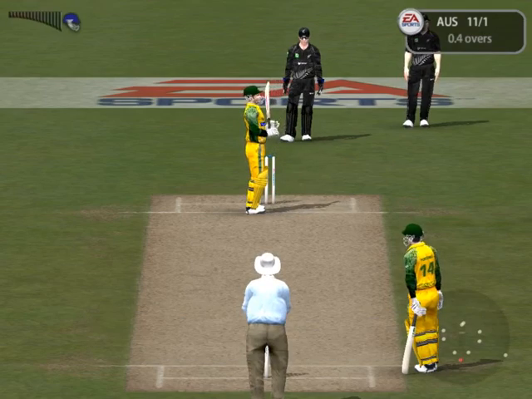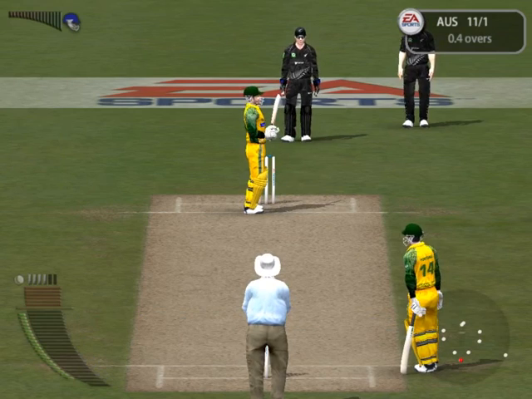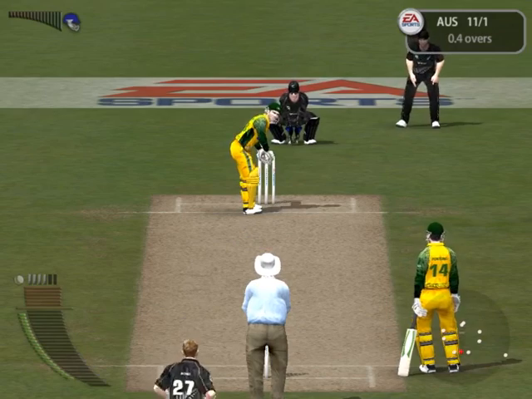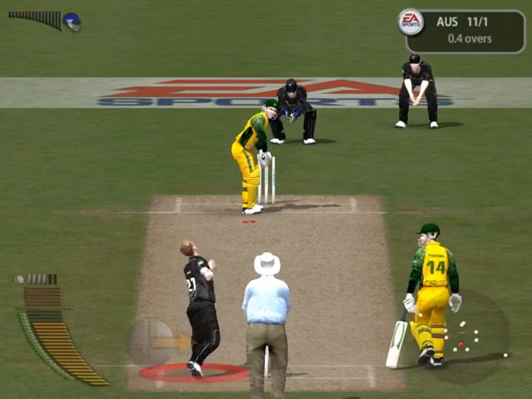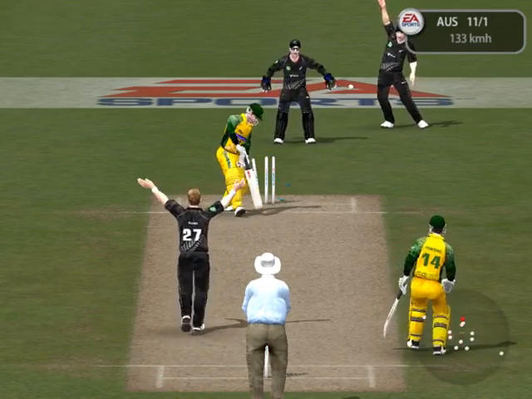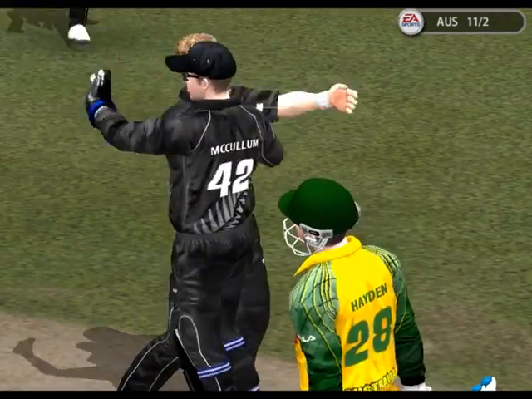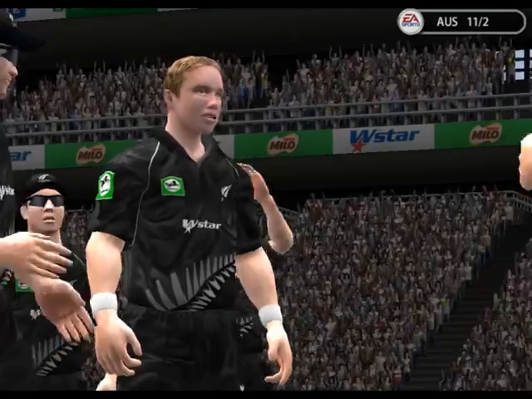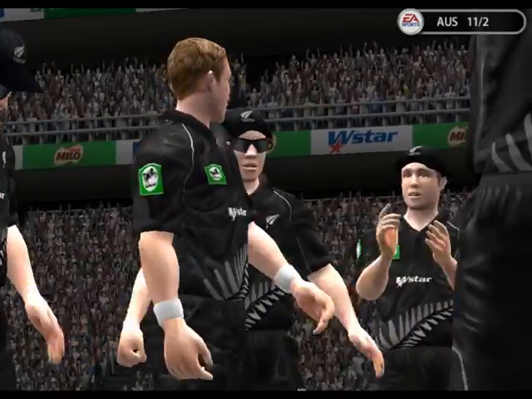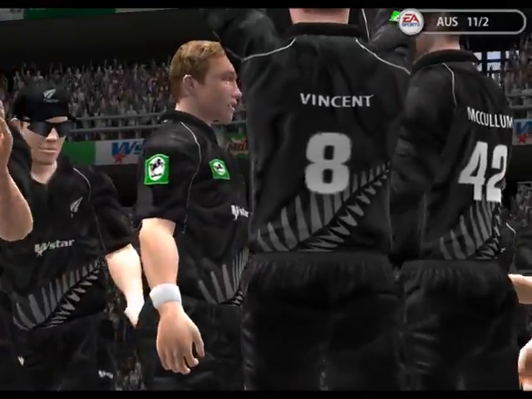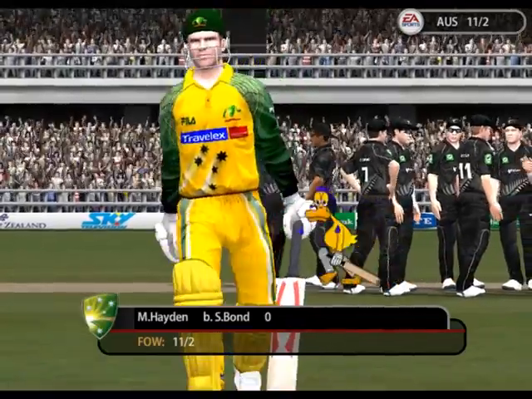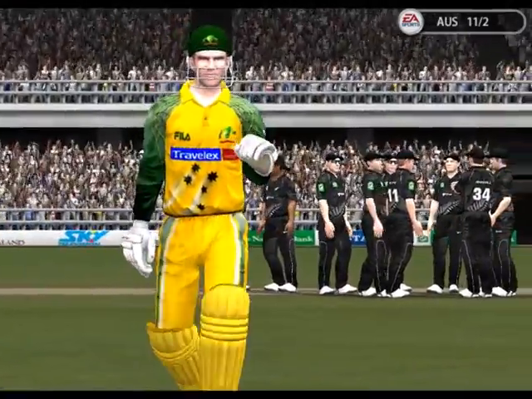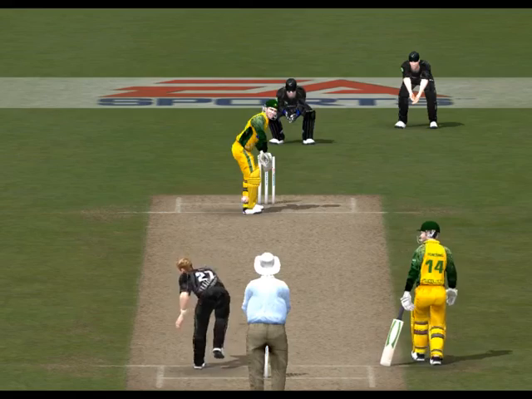Bond to Hayden. Bond gets his second wicket. He's bowled really well out there in this innings and he's getting his just reward. Hayden is out for a duck. He hasn't managed to make the scorers work much with that innings. This was how the wicket fell.